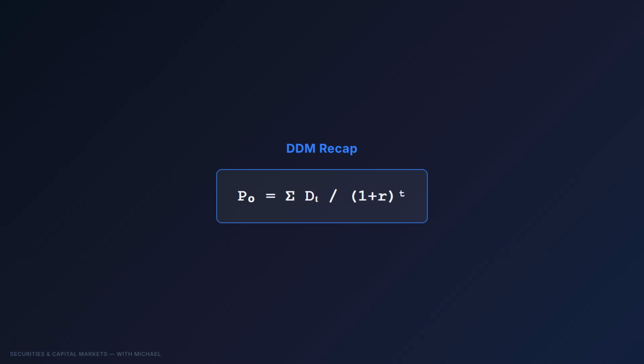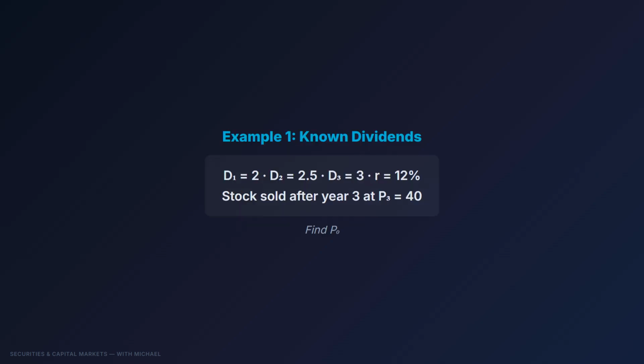A company will pay dividends of 2, then 2.50, then 3 over the next 3 years. After year 3, you sell the stock for 40. Your required return is 12%. What is the stock worth today? We discount each cash flow.